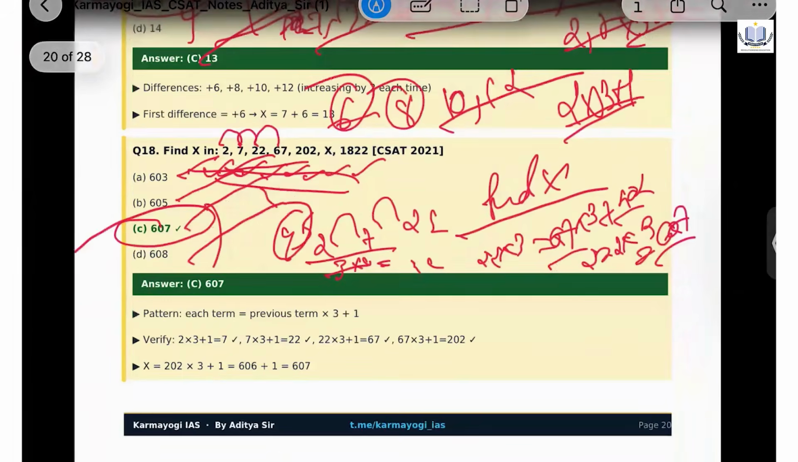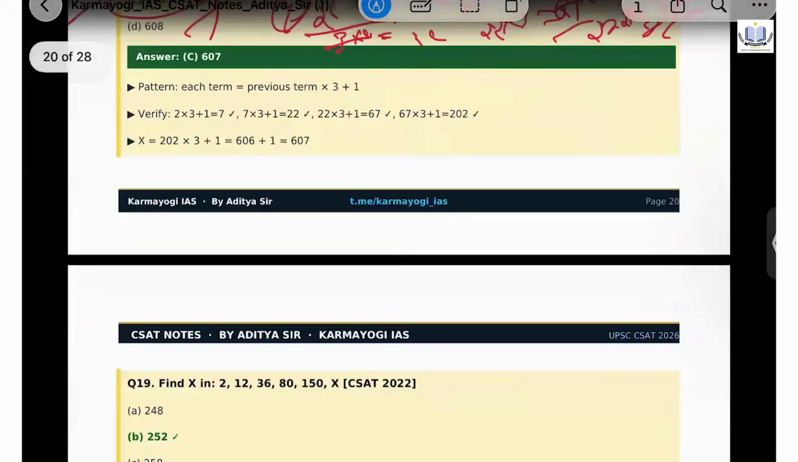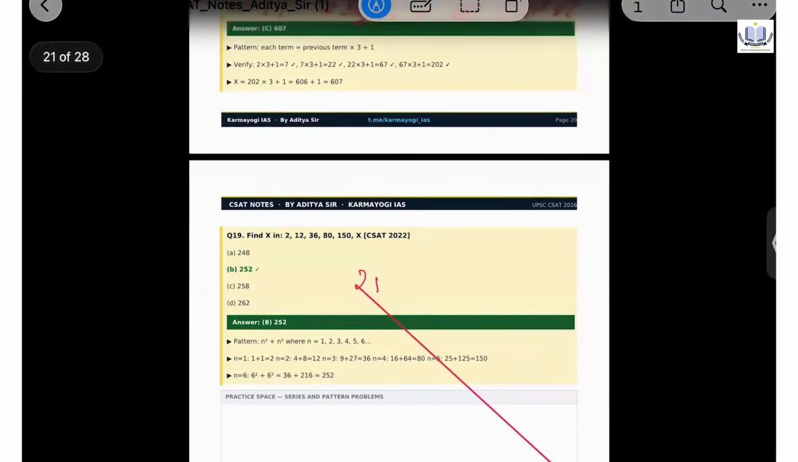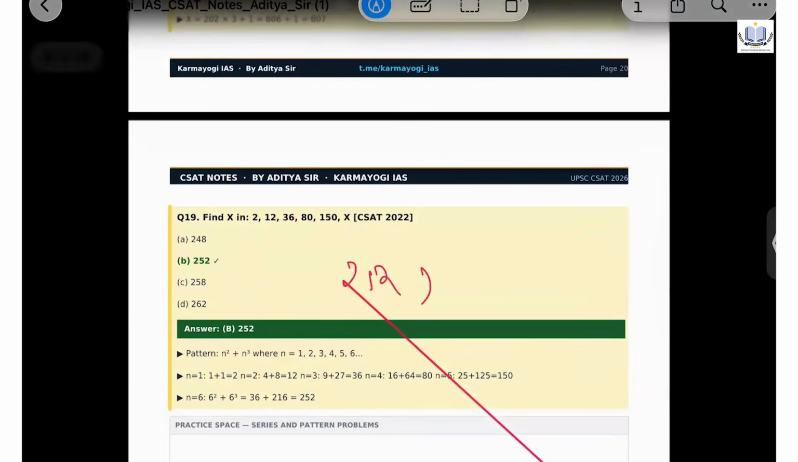इसमें ज्यादा you don't have no formulas. It's all permutation and combination that you apply. अब यहाँ पे 2, okay 2, 12 36 80 150 x.